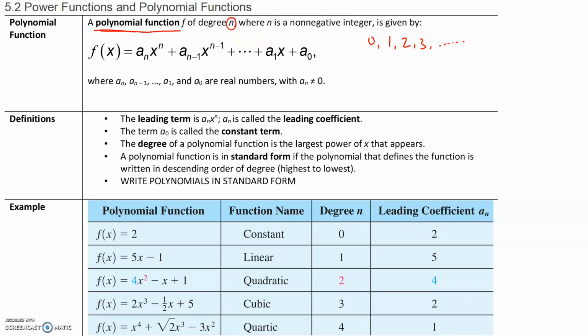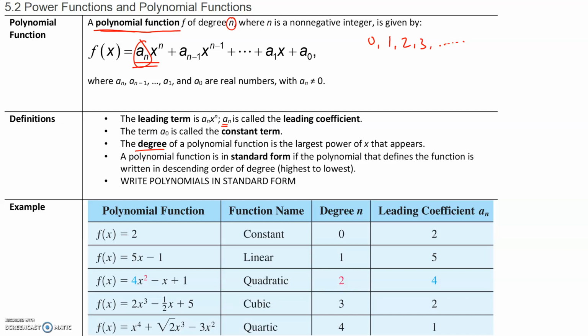The first term here, a sub n x to the n, is called the leading term, and the a sub n is called the leading coefficient. Okay, so this is important to know. The a sub 0 is called the constant term. It doesn't have a variable attached to it, so this is going to be the constant term. The degree of the polynomial is the largest power of x that appears.